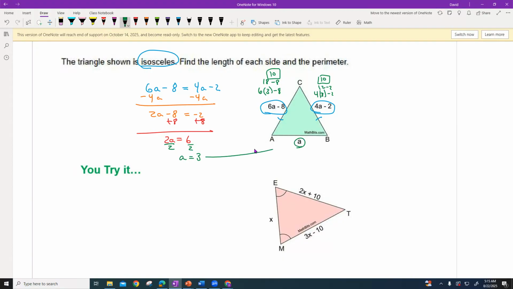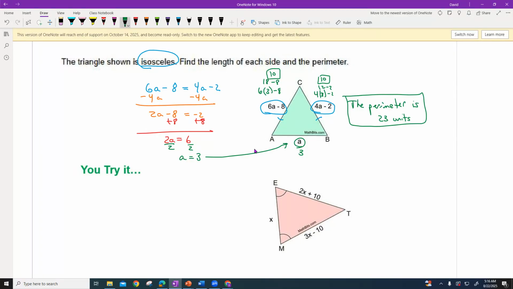Well, we solved it right there. So this guy is a 3. So I got 10 plus 10 plus 3. So the perimeter is 23 units. Not units squared, not units cubed. They didn't tell us what they're measuring. It's a length. So there's no exponent up there on my units.